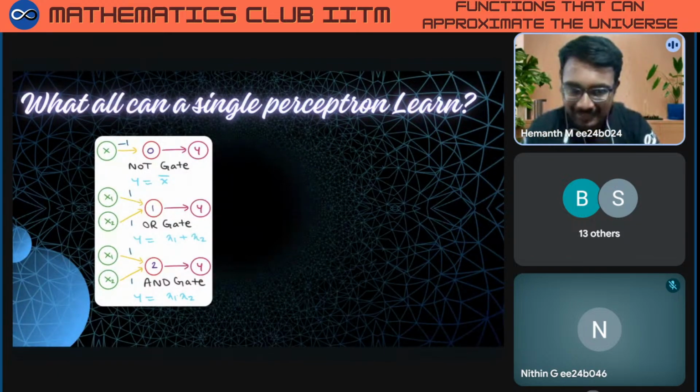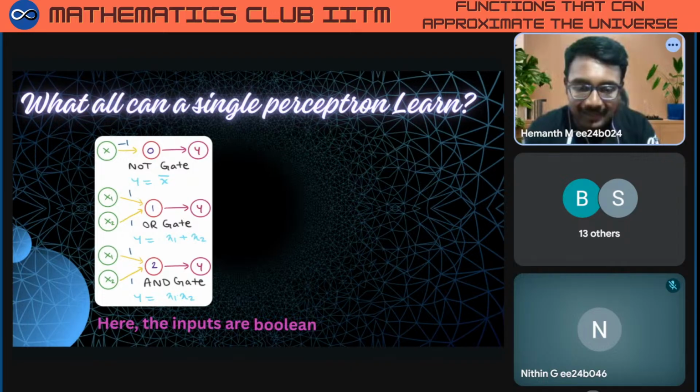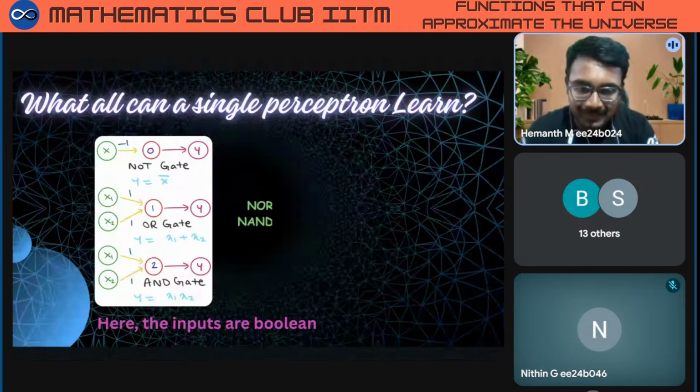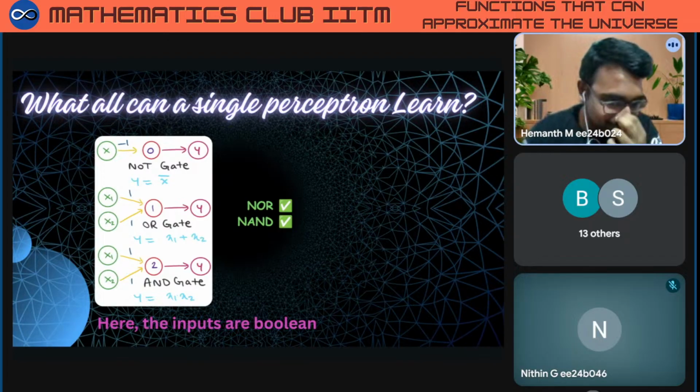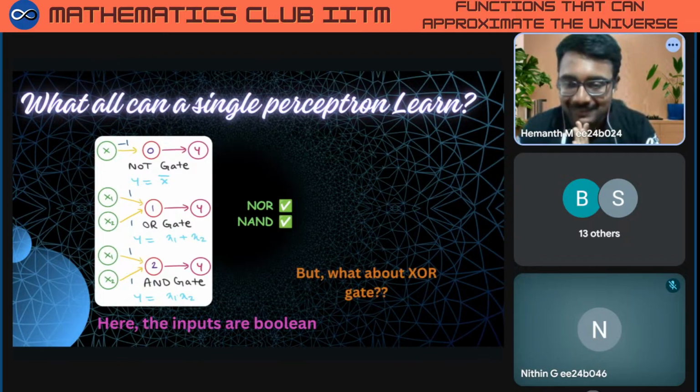So we saw that these perceptrons are capable of modeling these basic logic gates, and here all the inputs are Boolean inputs. One more thing is we can even model NOR and NAND gates in a similar fashion. We just have to change some of these signs, and we get similar models for NOR and NAND gates as well. But now comes the question: can we model the XOR gate?